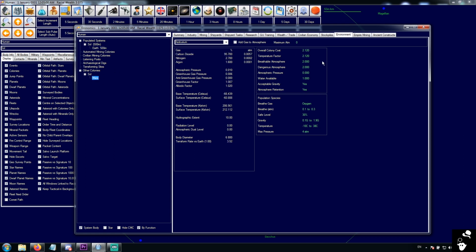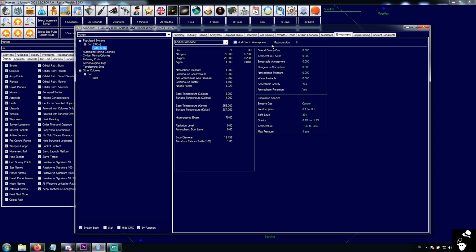You can see here on Mars that the temperature factor is 2.12, breathable is 2 because there's not enough atmosphere, the dangerous atmosphere is 2 because carbon dioxide is the majority percent, there is water, but atmospheric pressure is not a problem. Well, the water is actually low, which is why the cost is 1, but we'll talk about that in the terraforming episode. And down here is a summary of your population species, just in case you don't know it off the top of your head.